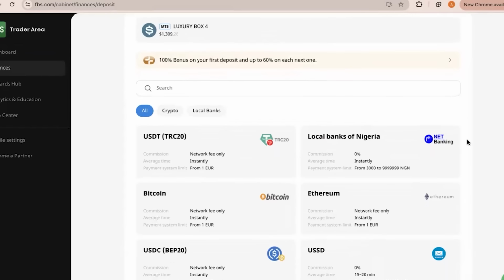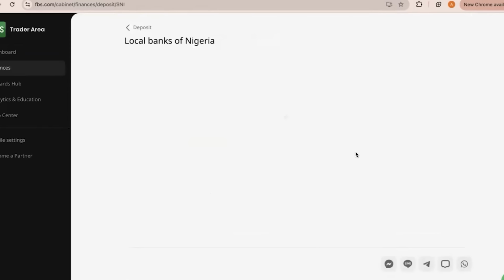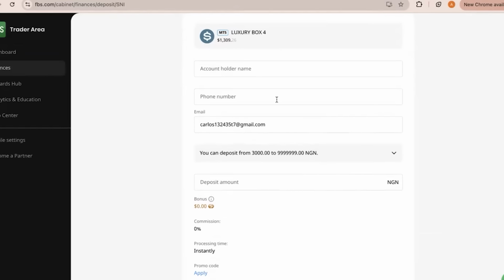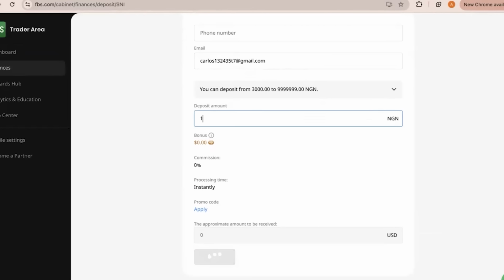Then, all right, you have various methods of depositing money here. Then go to local bank transfer. For those of us in Nigeria, on local bank transfer, you can fill out all these details when you want to deposit. So let me assume I want to deposit 100 USD, which is approximately 150,000 naira.